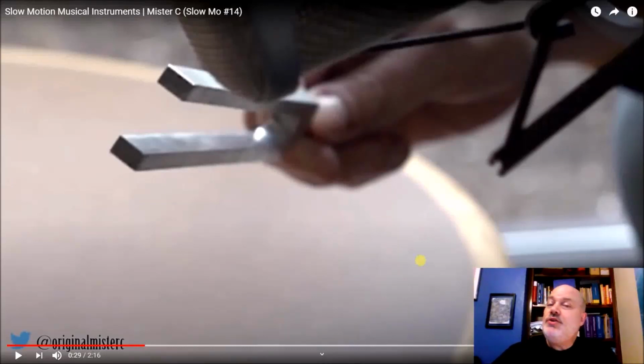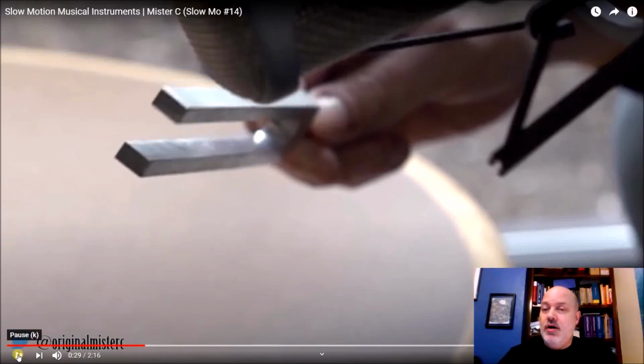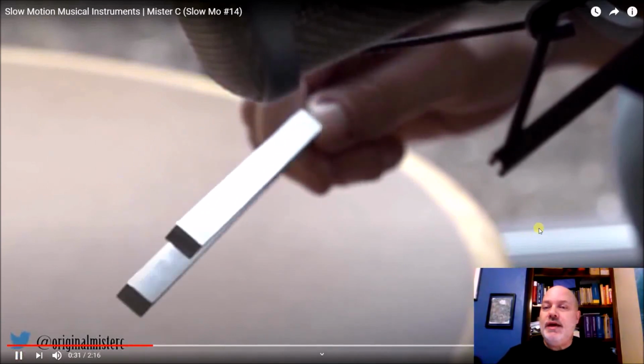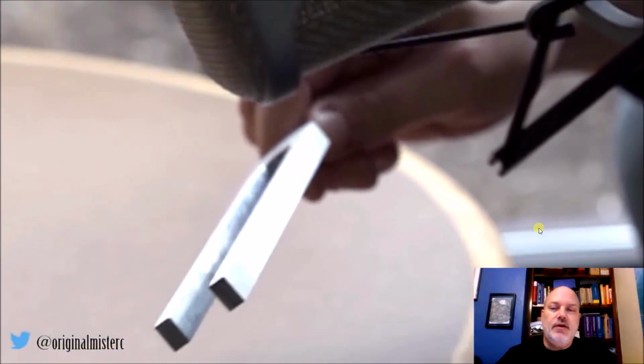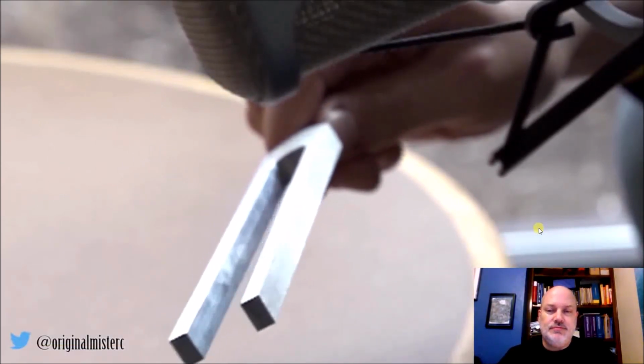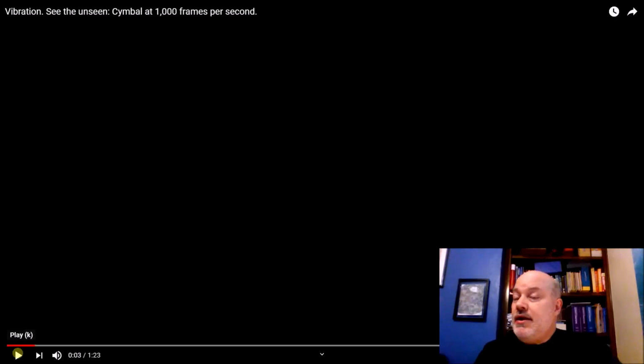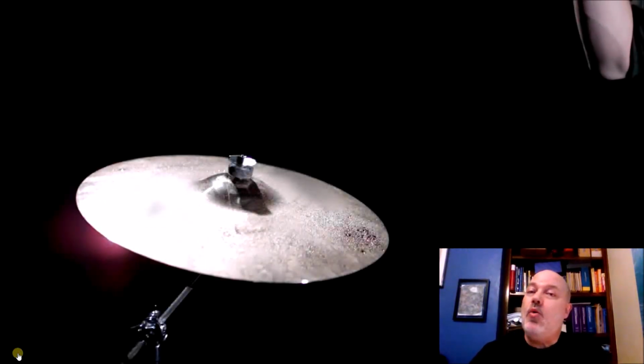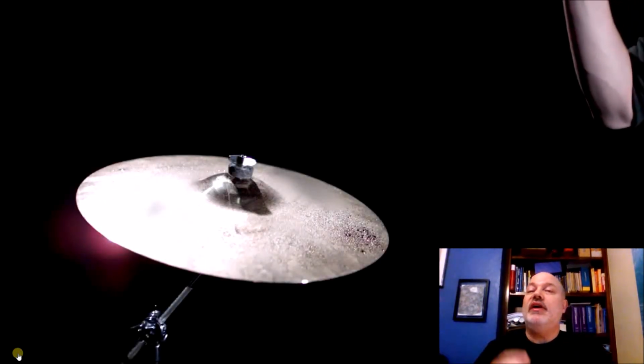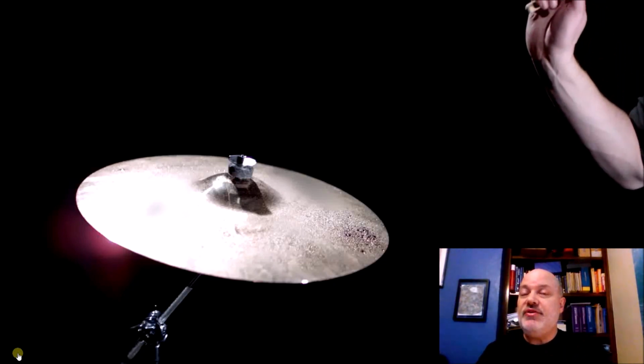What we just saw were guitar string vibrations, and we could visualize them because of the strobe effect due to a camera. Here is a tuning fork vibrating in slow motion. Here's a cymbal being struck. Now, what do a cymbal and a tuning fork and guitar strings all have in common?